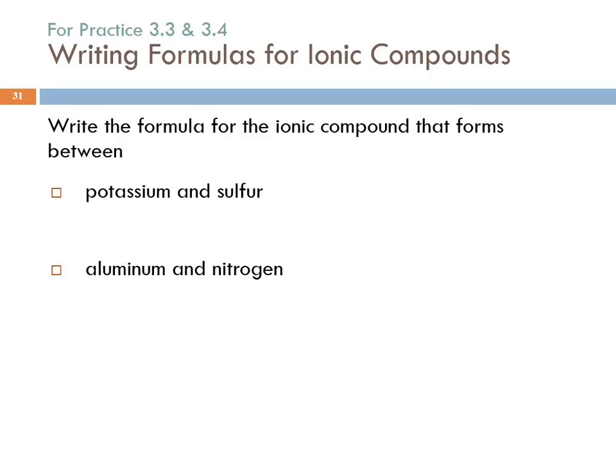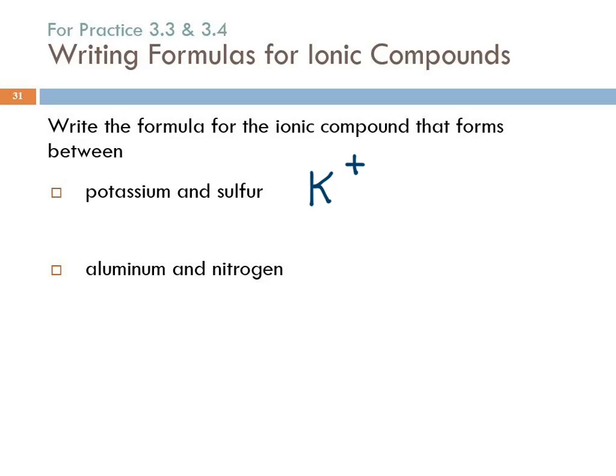Let's do some examples. Write the formula for the ionic compound that forms between potassium and sulfur. So first thing is we need to write the formulas for these ions with their charges. Well, what is the element symbol for potassium? K. What charge does a potassium ion have? +1. Okay, that's not magic. That's on the periodic table. Potassium is in group 1. Group 1 metals form +1 ions.